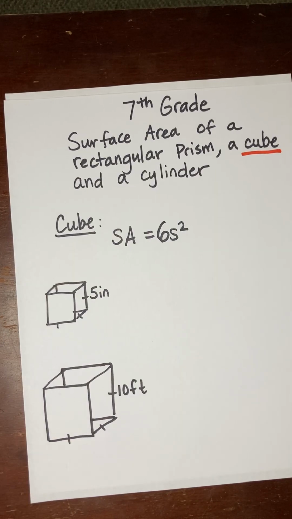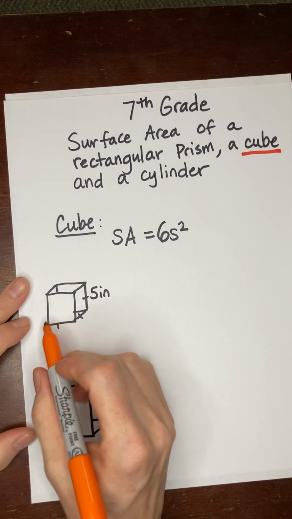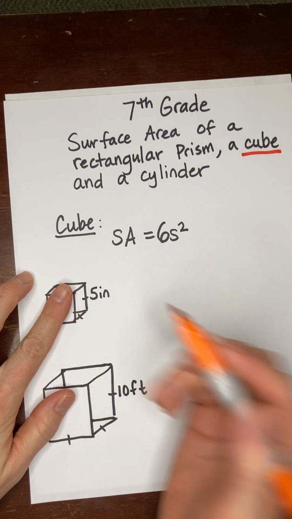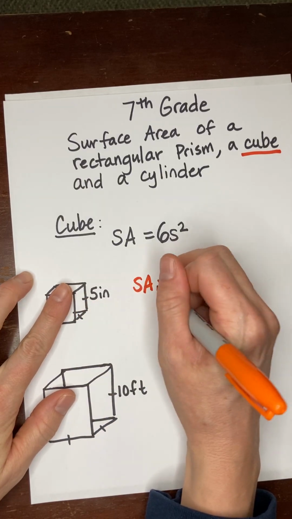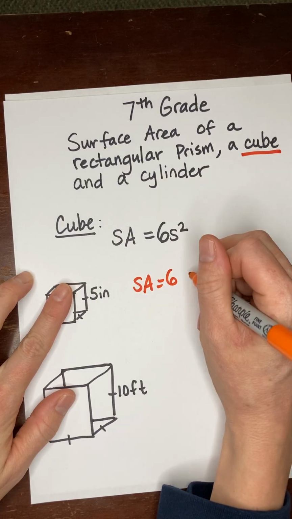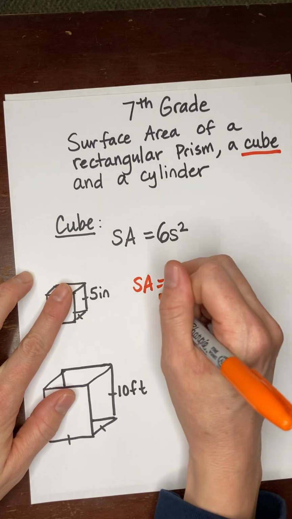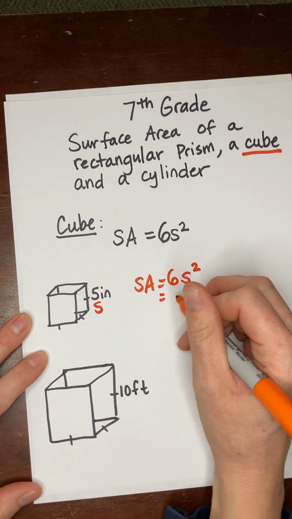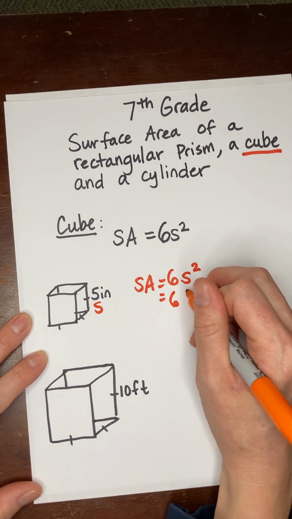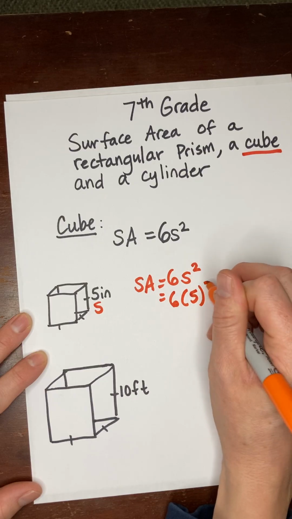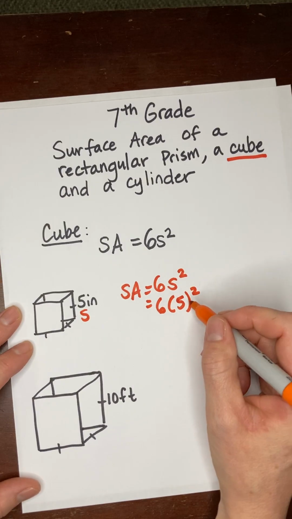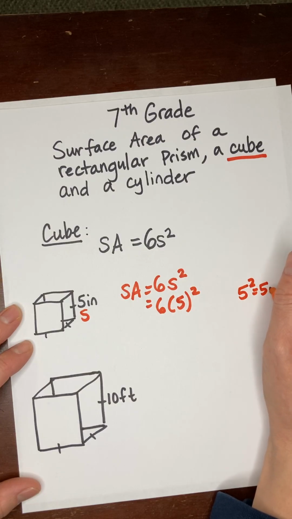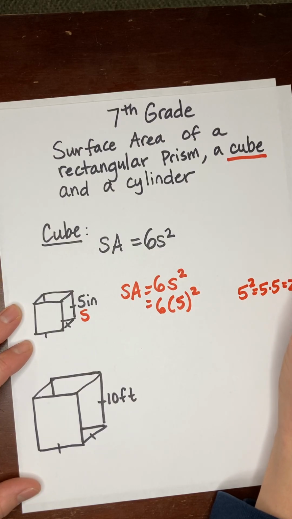So let's look at these 2 examples. If I want to find the surface area of this cube, I first need to find the area of one side and multiply it by 6. So surface area, I'll go ahead and write my formula down, which is 6 times S squared. What is my S? Well, the side here is 5. That's my S. So I'm going to substitute it in. 6 times 5 squared. According to our order of operations, we have to do the exponent first, right? So 5 squared means 5 times 5, which is 25.